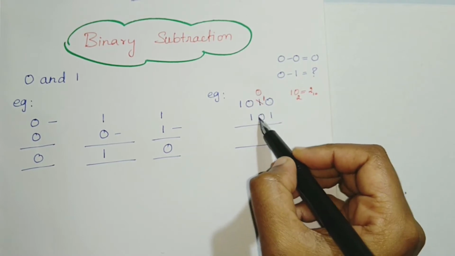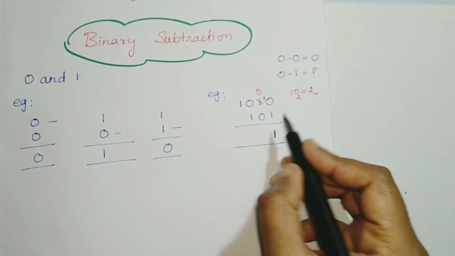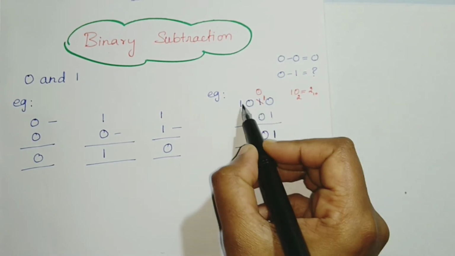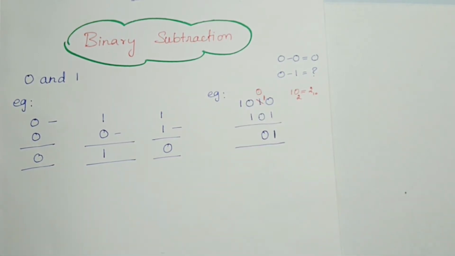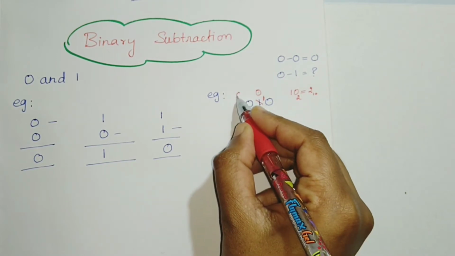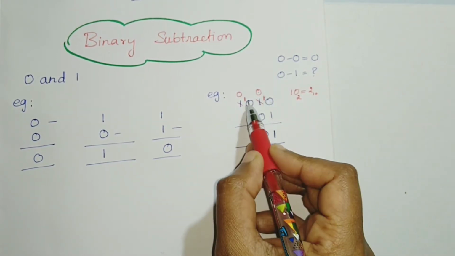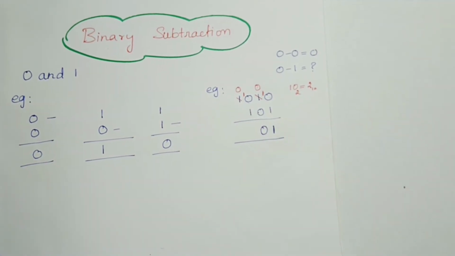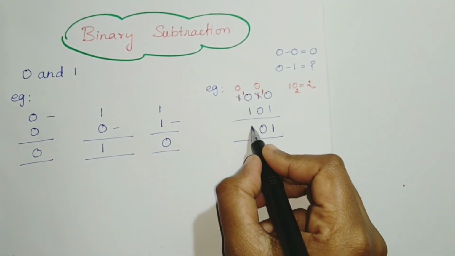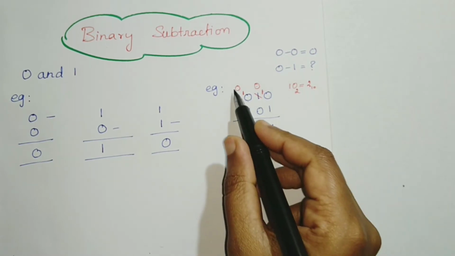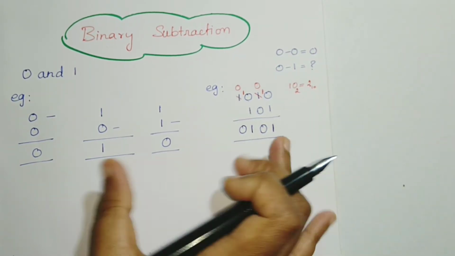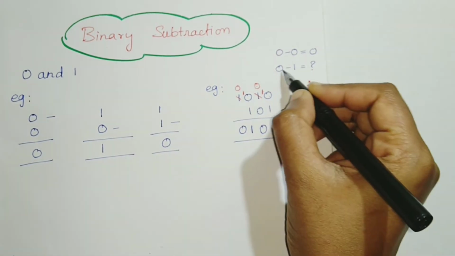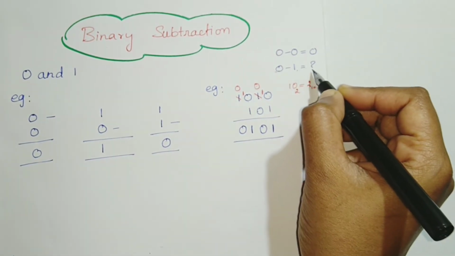So we have to write it as 1, then the 0. Next one is 0 minus 0. We know it is 0. 0 minus 1, again it is not possible. Borrow from the most significant bit, replace it with 0 and write 1 here. You have to read it as 10, which means 2. 2 minus 1 is 1. So this is how you have to do the subtraction. Borrow 1 from the most significant bit and replace it with 0. This is the technique used in binary subtraction.